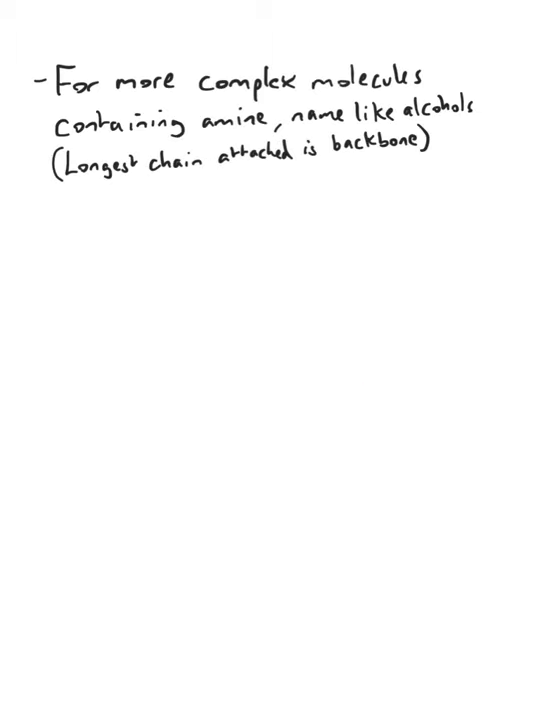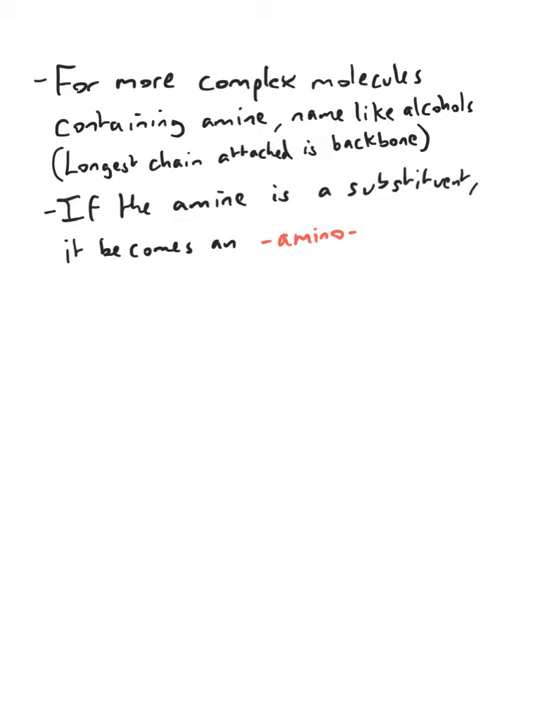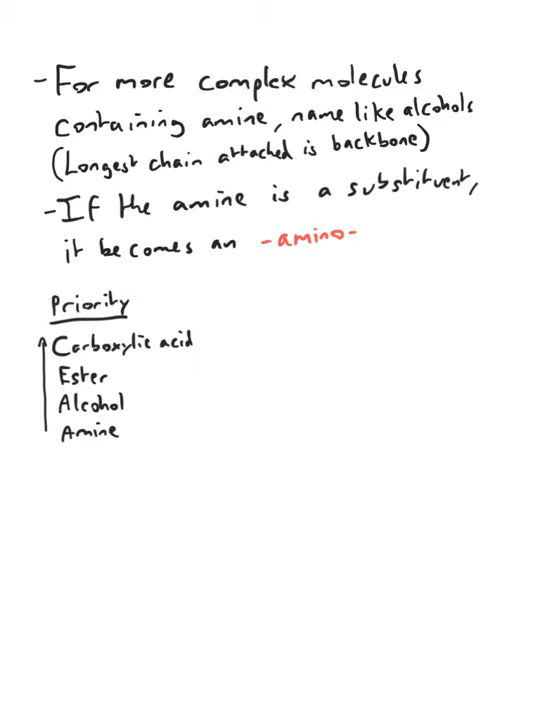For more complex molecules, you name the amines just like you would name an alcohol, where you look for the longest chain attached to said amine as being the backbone. If the amine happens to be a substituent, it becomes an amino group. When does it become a substituent? Well, when there are other functional groups that take priority over it. The basic list for now is that carboxylic acids, esters, and alcohols take priority over amines.